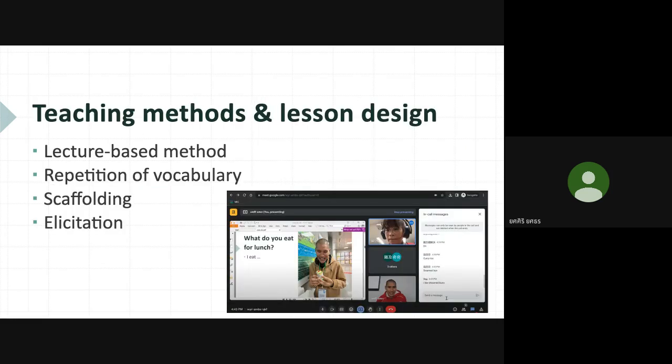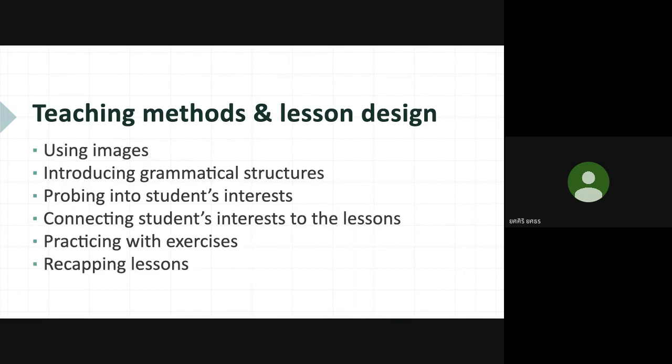Okay, for the teaching methods and lesson design, I use four things: a lecture-based method, repetition of vocabulary, scaffolding, and elicitation. As you can see from the picture, I use these kinds of methods to deliver all of my content. I incorporate things to make the lesson more interesting, like using images, and I talk to them a little bit. Then I introduce grammatical structures just a little bit, because I understand they don't really pay attention when we talk about grammatical structure, so it's a little bit boring.